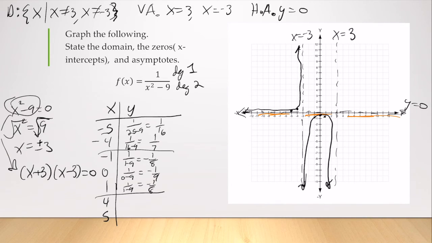Now you're going to see we'll have some symmetry on this right-hand side because I have 1 over 16 minus 9, which is 1/7, and 1 over 25 minus 9, which is 1/16. So we're going to have symmetry, which is beautiful. So here is our rational function.